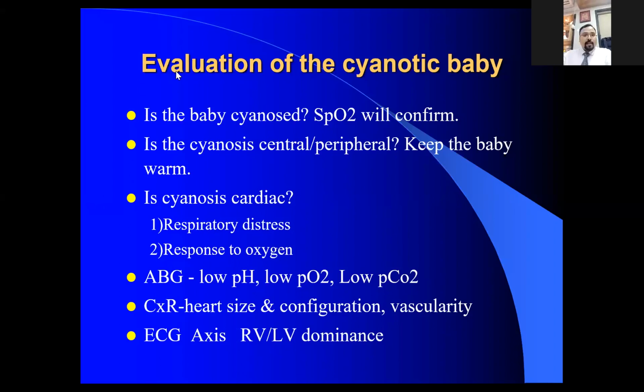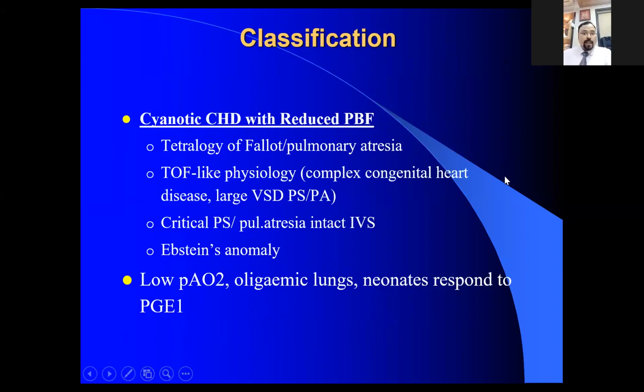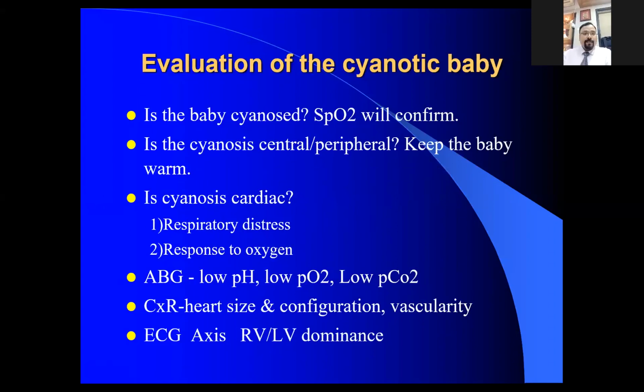Chest X-ray is very important. Look for heart size, whether heart size is normal or enlarged. In TOF-like physiology, heart size will be normal. In TGA, you will see egg-on-side appearance. Always look for pulmonary vascularity. Like in pulmonary venous hypertension, it's TAPVC, mostly obstructed, as we have seen in infracardiac TAPVC. Usually they present on first day of life.